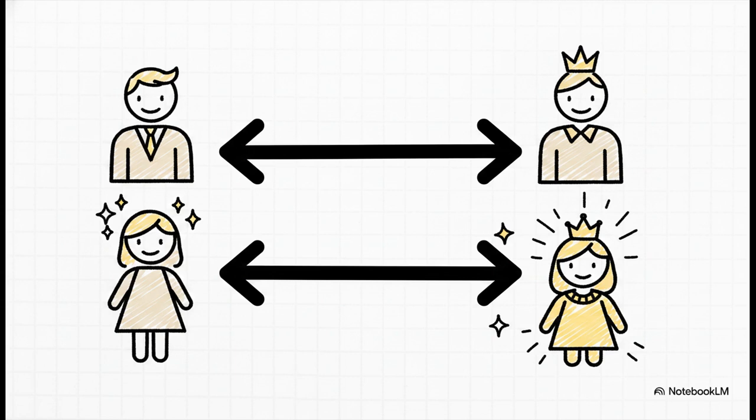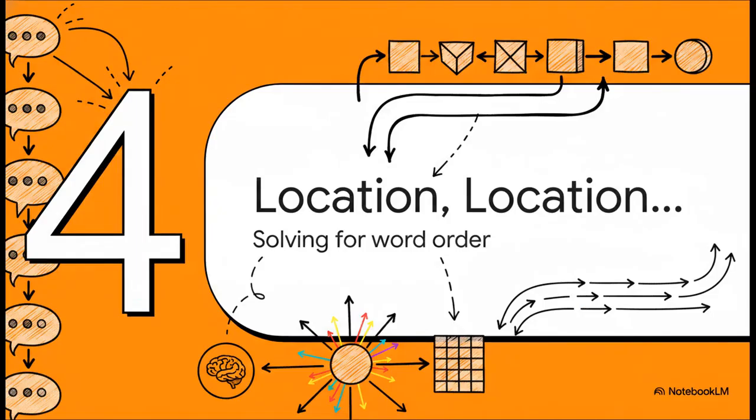I mean, get this. This is absolutely mind-blowing. It proves these vectors don't just store definitions, they actually understand relationships. The relationship between man and woman is geometrically the same as the relationship between king and queen. The map actually works.